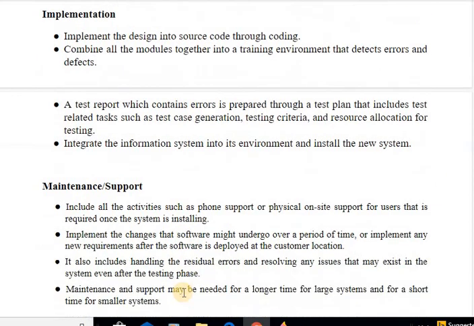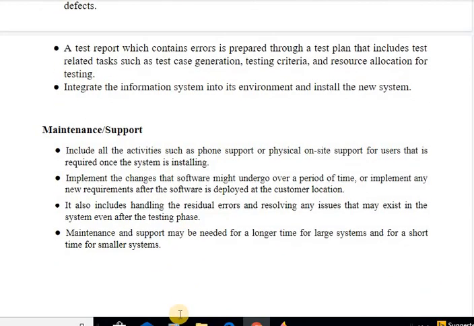The last one is maintenance and support, that includes all the activities like phone support or physical on-site support for the users, which is required once the system is installed. It will also implement the changes that software might undergo over a period of time, or any new requirement later on as the market trend changes. So later on, if we feel that a particular technology or procedure should be incorporated in our system, that is also managed at the maintenance or support level.